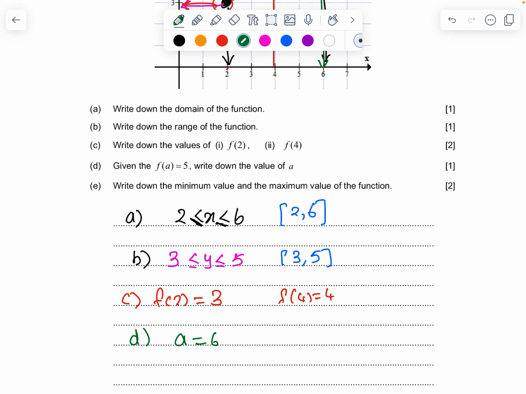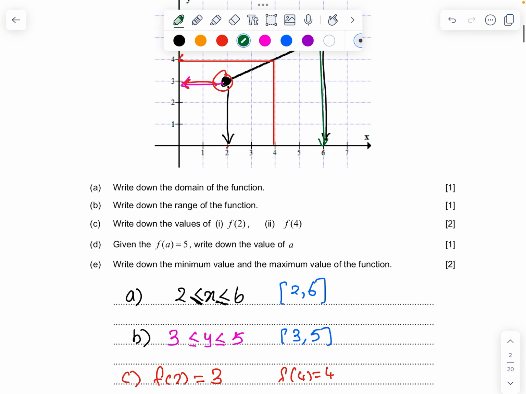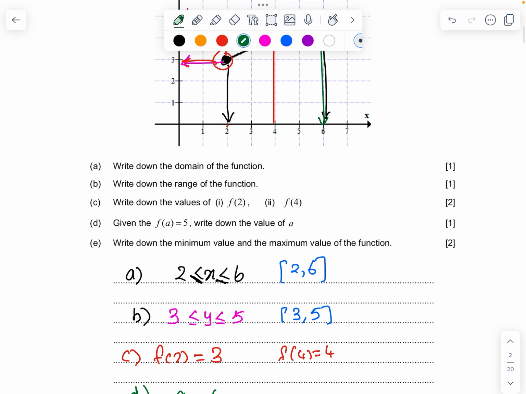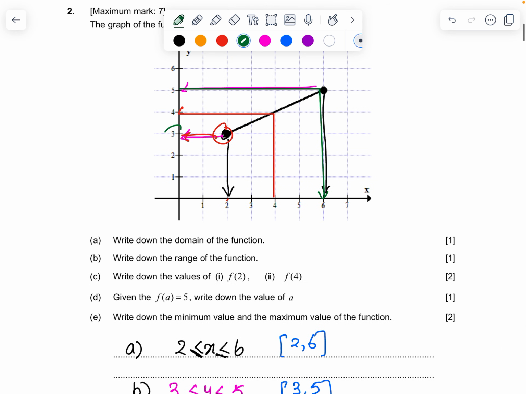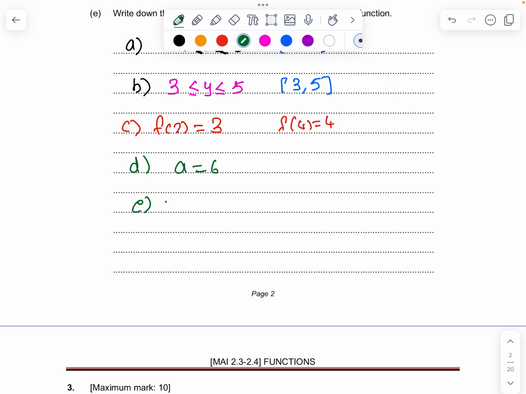Write down the minimum and maximum value of the function. The minimum value is 3 and the maximum value is 5. Minimum is 3 and maximum is 5. That's going to be the answer.